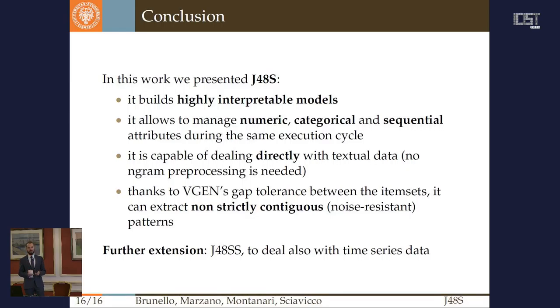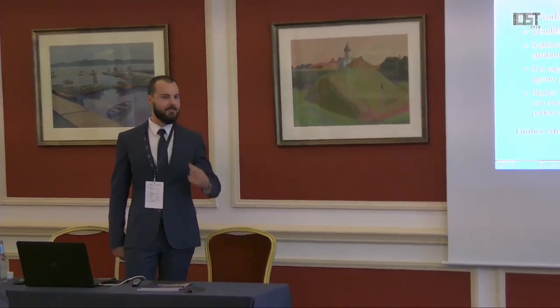So, in conclusion, in this work I presented J48S, which is a novel decision tree induction algorithm capable of building highly interpretable models, and also of directly dealing with sequential data, such as texts. And thanks to the gap tolerance between the itemsets, it can also extract noise tolerant patterns. As for further extensions, we have already extended J48S into J48SS, which stands for sequences and series, to deal also with time series data. And we are thinking about how to integrate some temporal logic constructs into the same algorithm. So thank you for your attention.